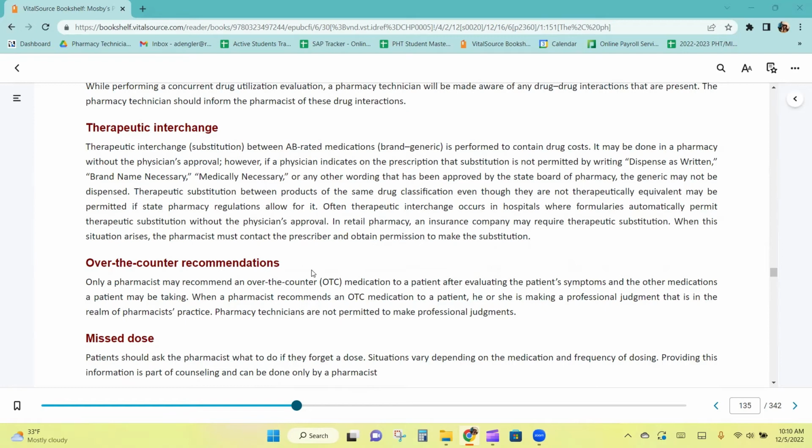Often therapeutic interchange occurs in hospitals where formularies automatically permit therapeutic substitution without the physician's approval. In retail pharmacy, an insurance company may require therapeutic substitution. When this situation arises, the pharmacist must contact the prescriber and obtain permission to make that substitution.